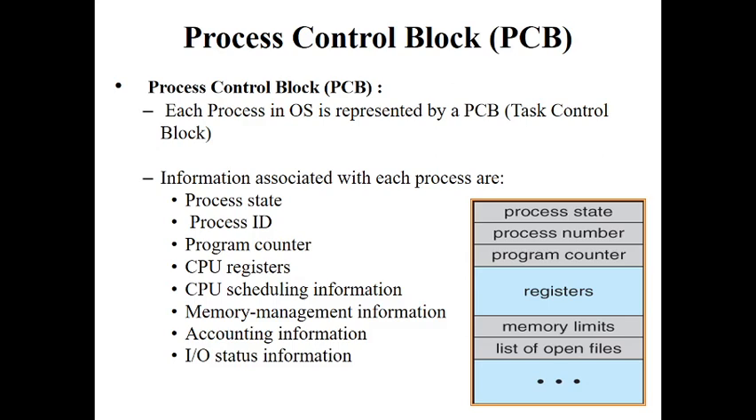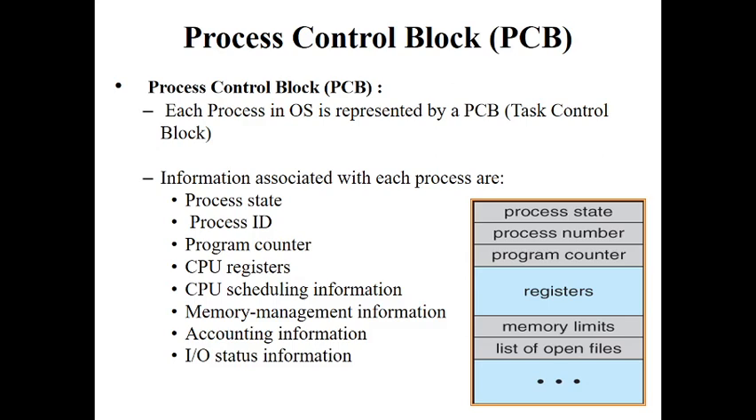All the information related to the process will be stored in a particular part of the memory in some format known as a process control block. So I repeat, what is a PCB? PCB is a process control block, in which the operating system stores the information about the process. So what are the various kinds of information that the operating system stores about the process?